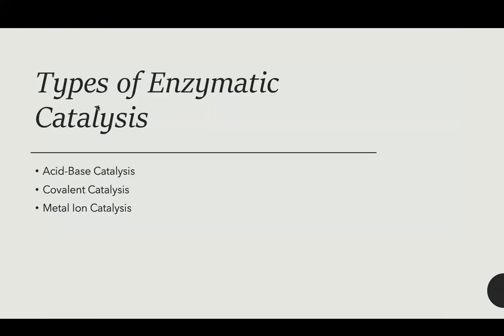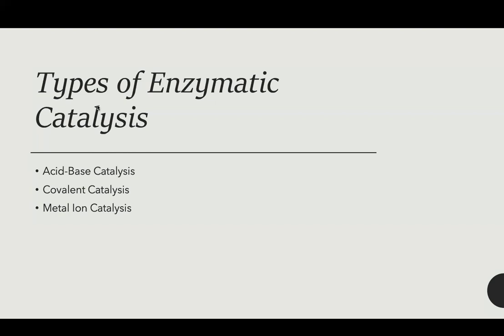There are 3 different types of enzymatic catalysis, so 3 different types of reactions that occur within an enzyme. So we have acid-base catalysis, in which an enzyme transfers or helps transfer a proton. So a proton is transferred between the enzyme and the substrate.